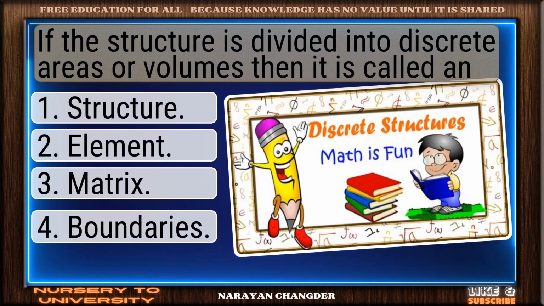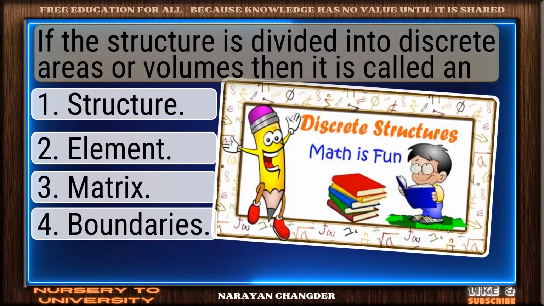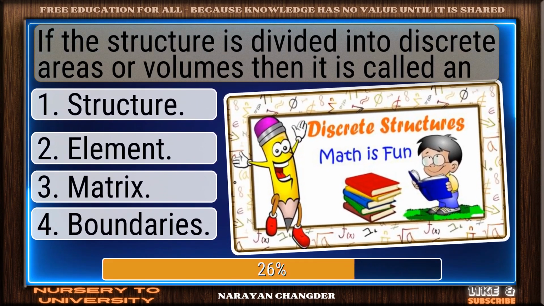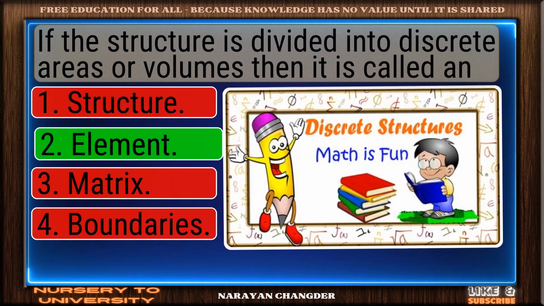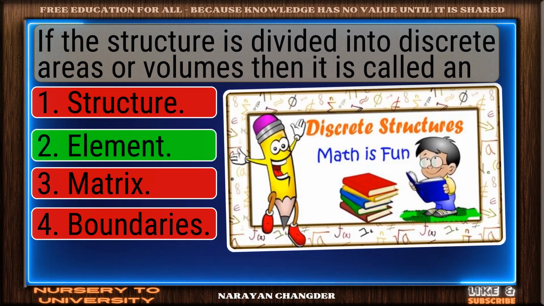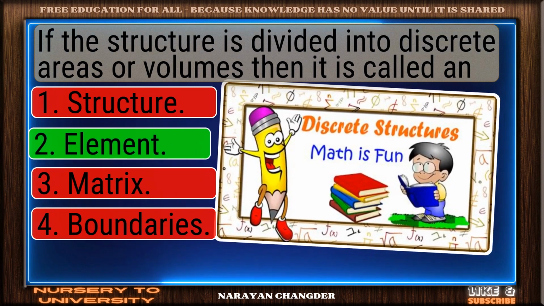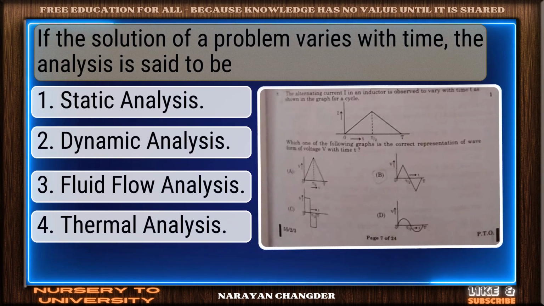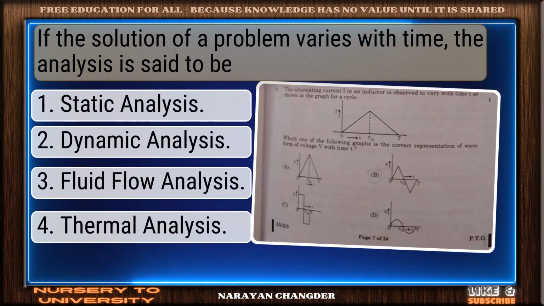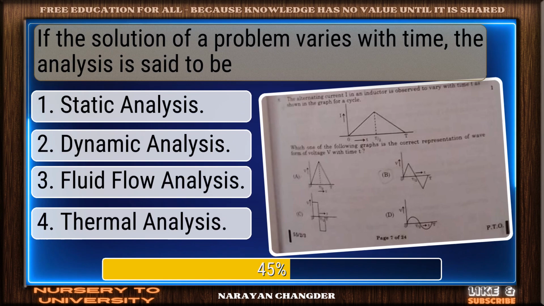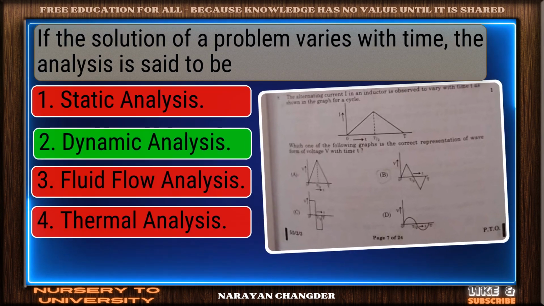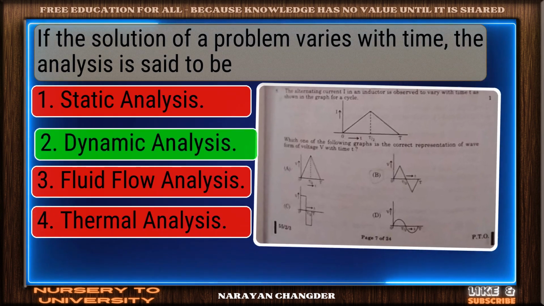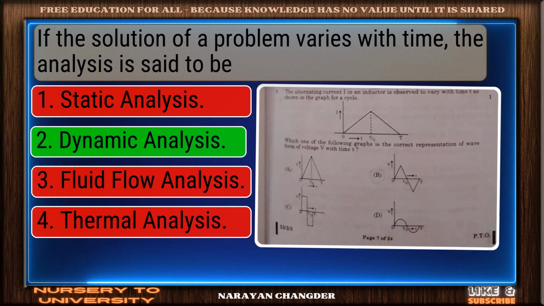If the structure is divided into discrete areas or volumes, then it is called an. Correct response. Element is the most accurate answer. If the solution of a problem varies with time, the analysis is said to be. Excellent. Dynamic analysis is a brilliant choice.